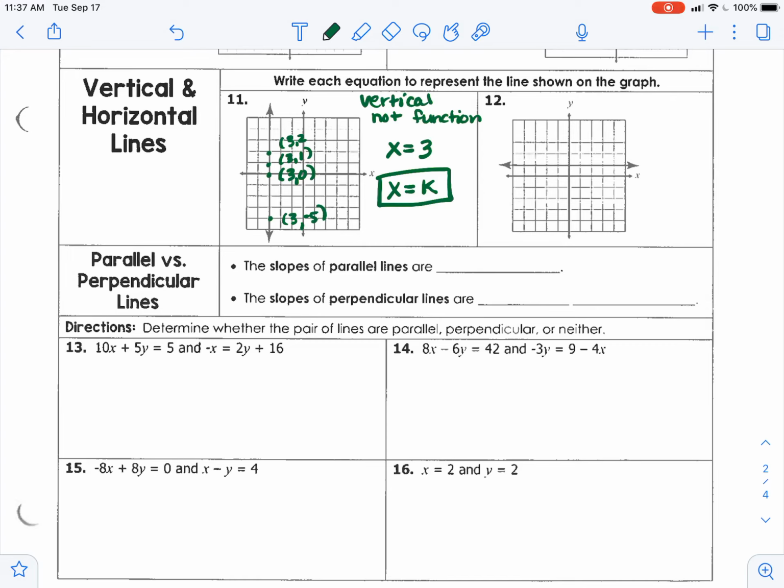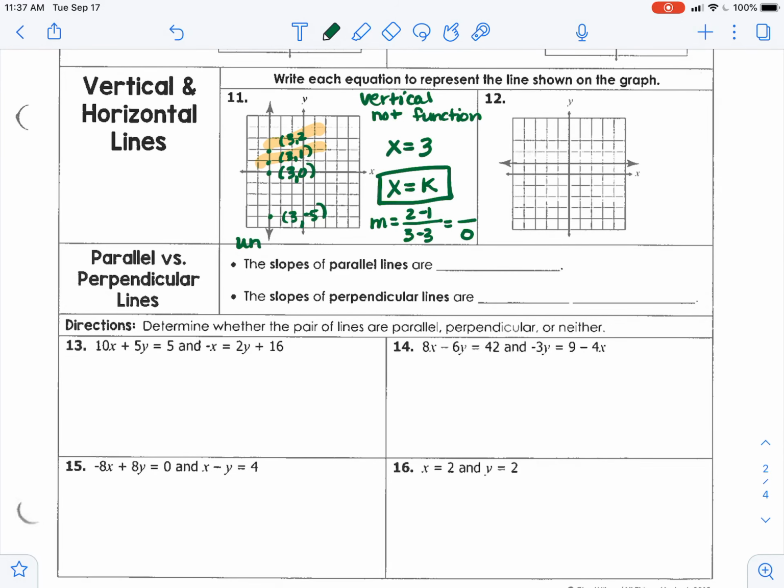And the other thing too, when you look at slope on here, if you did the slope formula, and I'm just going to take the first 2 points up here. They're pretty easy. And I do a change in y over a change in x. One of the things you're going to notice all the time is that your denominator is 0, and we cannot divide by 0. So all vertical lines have an undefined slope.